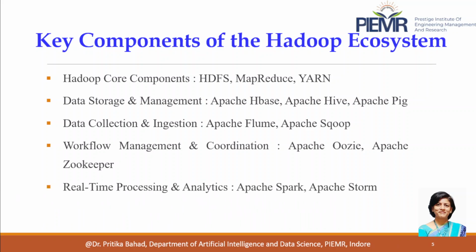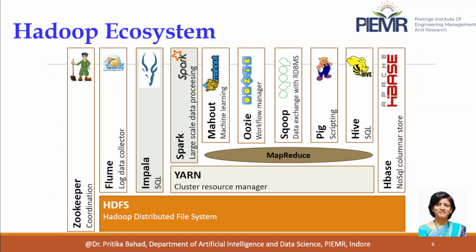For real-time processing and analytics, we have Apache Spark and Apache Storm. At the same time, we have Mahout for machine learning. For security and governance, we have Ranger and Atlas components. This is a quick and brief overview of the Hadoop ecosystem.